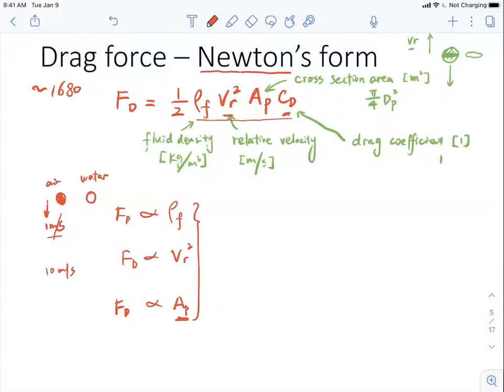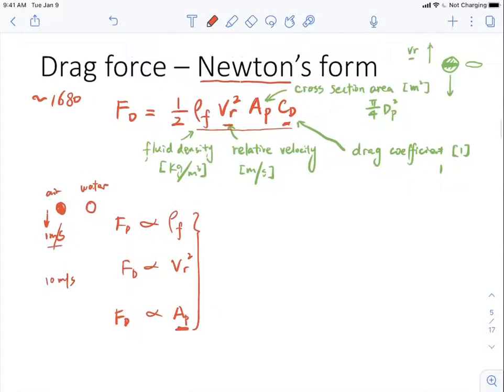Okay. So then let's spend some time to talk about the CD. Okay. So the CD, as we said, is called the drag coefficient. Around the year 1680, people thought that the CD is just a constant. Well, it turns out that people found this is not a constant. And actually, the CD is a function of the Reynolds number. Okay. Well, I think probably all of you have taken fluid mechanics.